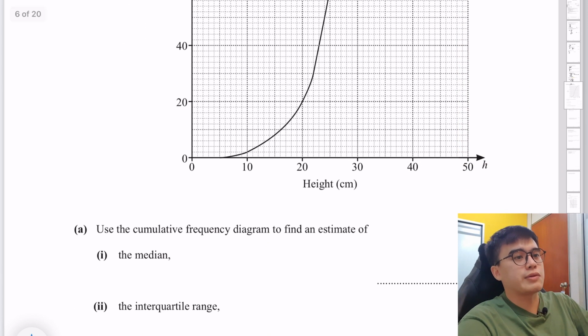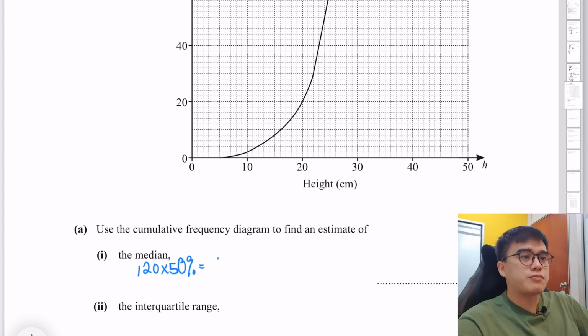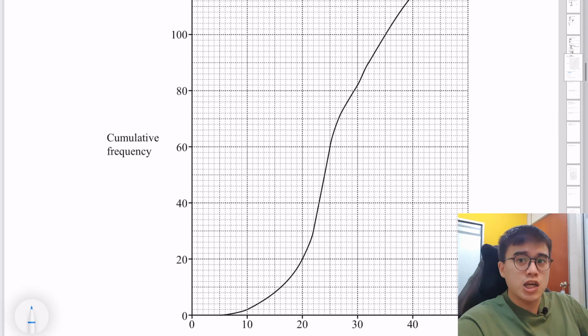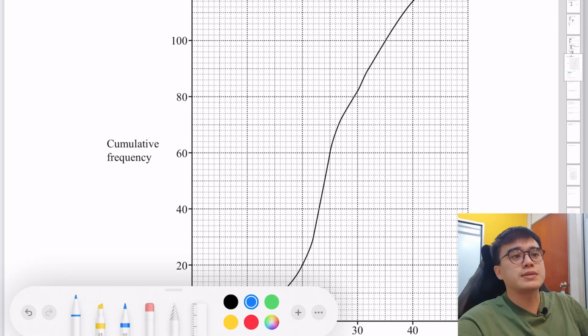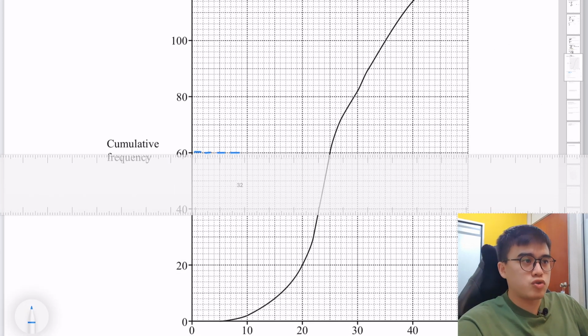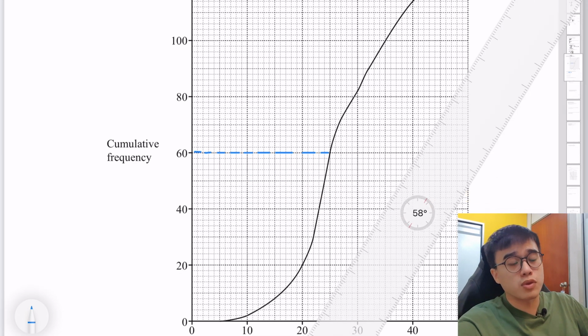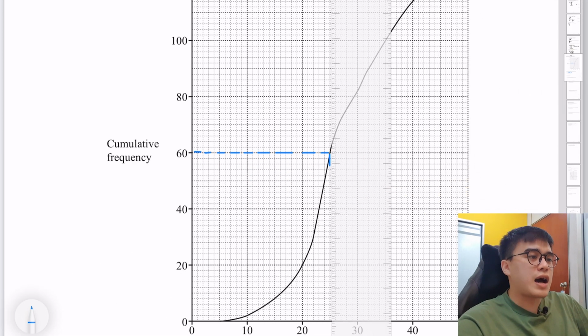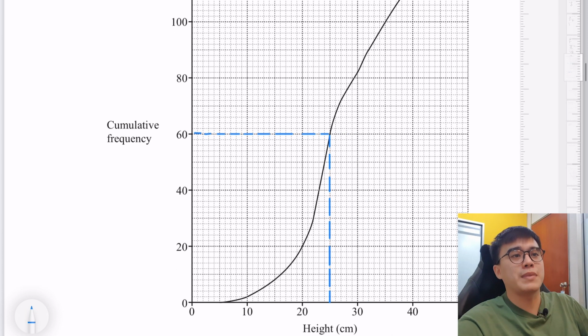Part 1, they are looking for the median. So all you need to do is to take the 120 multiplied by 50%, then you get the result as 60. Some students will actually stop here and write the final result as 60. This is not what the question wanted. They wanted you to trace from the cumulative frequency. 60 you join to the graph that was given to us. Over here I drew it in blue. Then you trace it down, you get your result as 25 for your median.